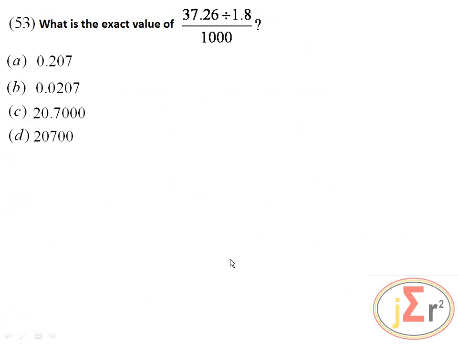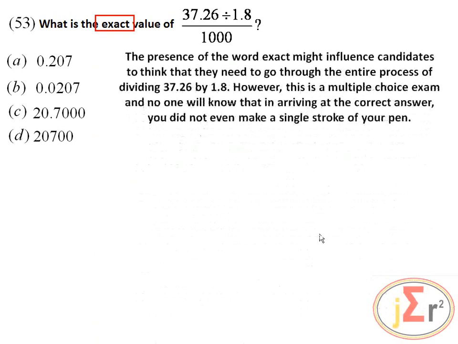I love this problem. What is the exact value of 37.26 divided by 1.8 all over 1000? Exact. That is the word that will bother quite a bit of us. The presence of the word exact might influence candidates to think that they need to go through the entire process of dividing 37.26 by 1.8. However, this is a multiple choice exam and no one will know that in arriving at the correct answer, you did not even make a single stroke of your pen.